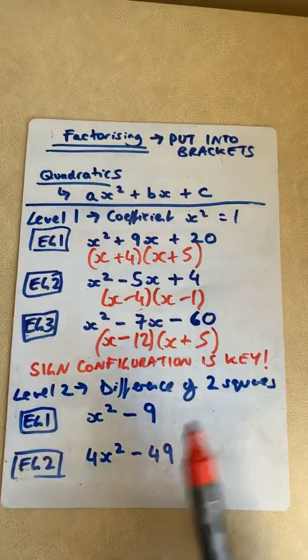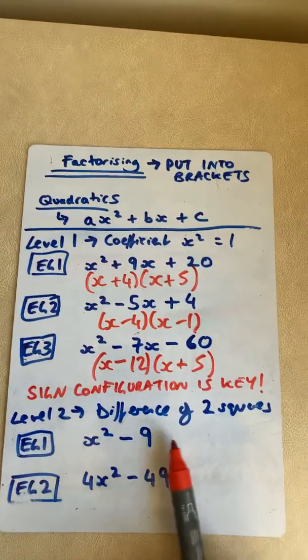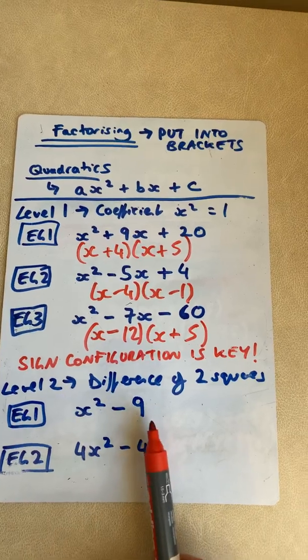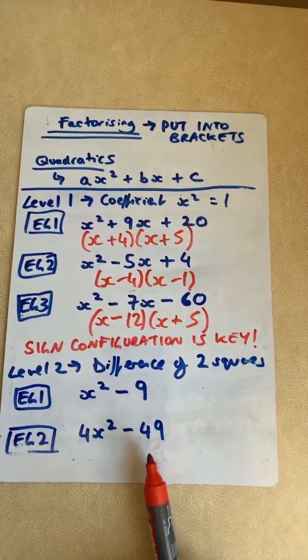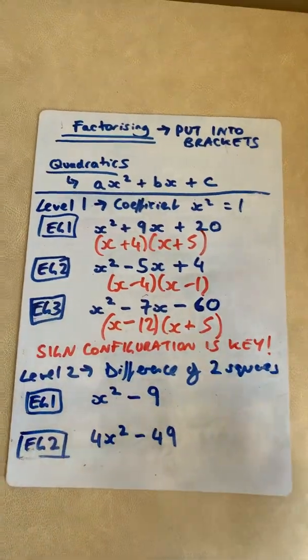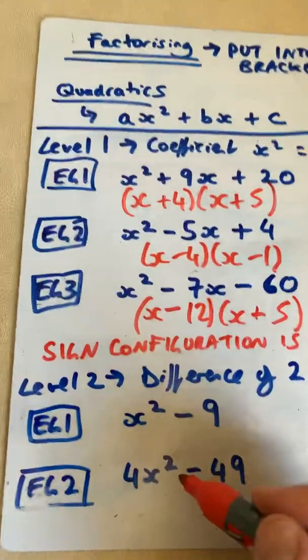Well, what we're expecting, it has to be a minus for a difference of two squares, is that we're expecting two square things. So obviously x squared is square and 9 we know is a square number. Second example, 49 is a square number, and 4x squared, well, that's 2x times 2x, isn't it? Okay, so that is also square.